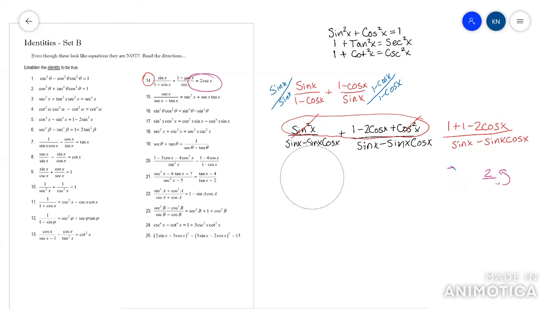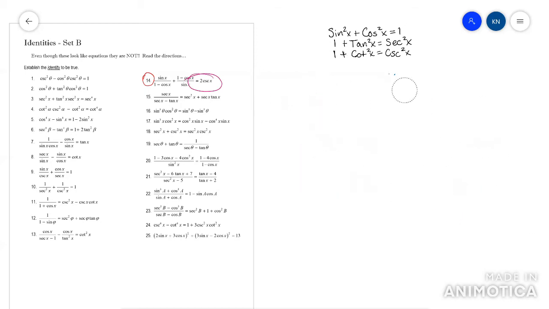Okay, number 15. If you're still watching this video after all this time, I'm impressed. Okay, 15. You got secant over secant minus tan.